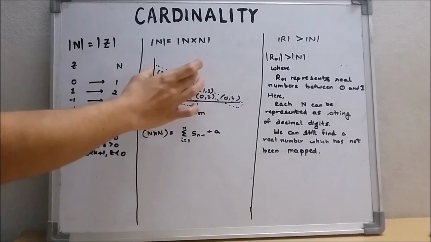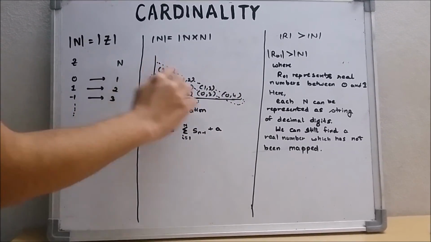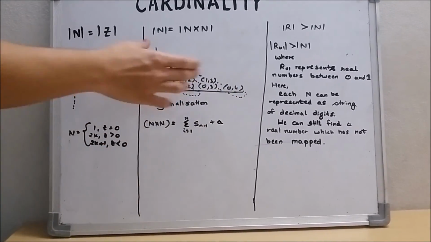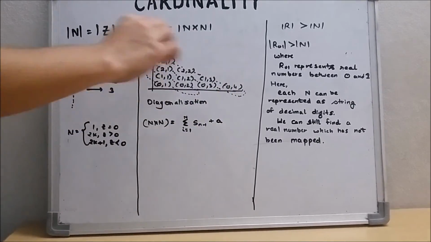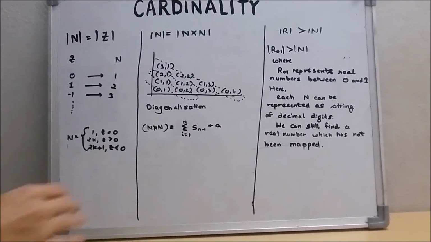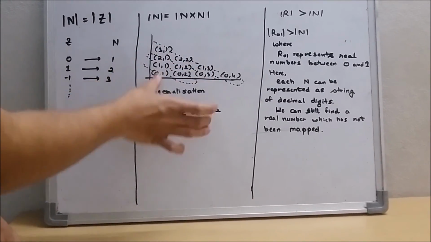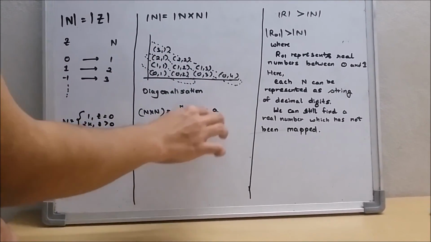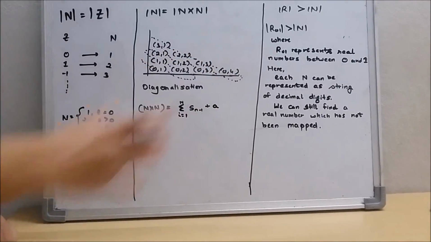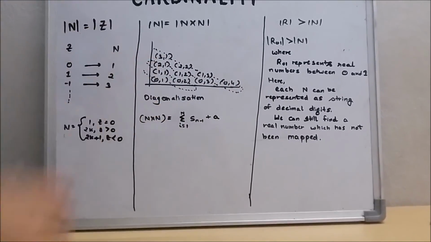Here we have written the numbers, and we can see that at each diagonal the sum is constant and the number of elements at each diagonal is 1 less than the sum. So we can reach the N cross N formula by simply summating all the values less than the sum plus a, which is the value you want to reach. Hence, we have again obtained the one-to-one mapping.